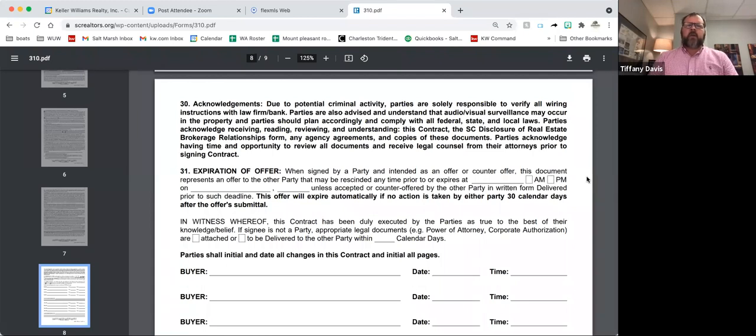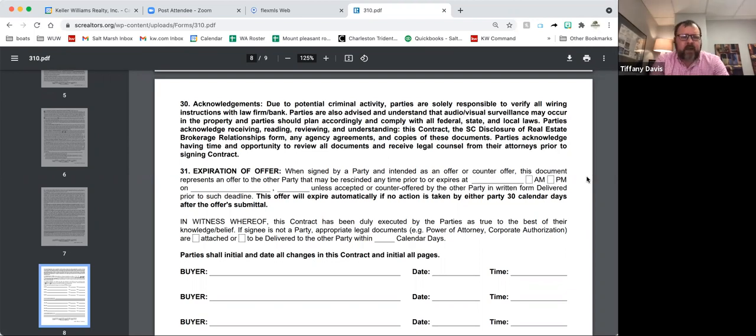What else? 30, acknowledgement. Parties are solely responsible to verify all wiring instructions with law firms. They're also advised to understand that any audio visual surveillance may occur on the property, so don't chat about the property or anything you don't want people to know while you're in there. However, if the seller does surveil the property, they will make sure that they abide by South Carolina laws. This contract, the South Carolina Disclosure of Real Estate Relationships, any agency agreements and copies of documents, basically that you have received them. If you had any questions beyond the scope of these, you would talk to legal counsel about it.